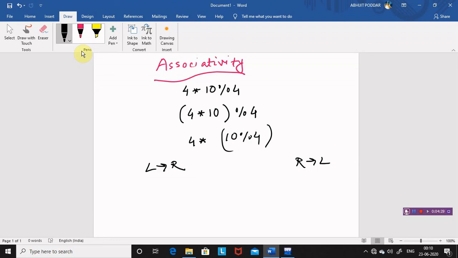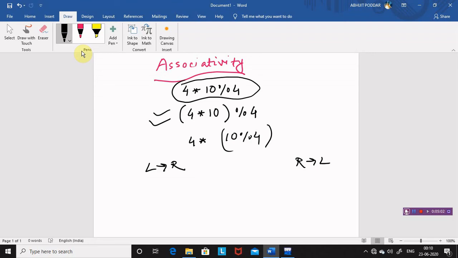So in that case, when we want to evaluate this expression, since multiplication and modulo have the same precedence but the associativity is left to right, that means the multiplication operation would occur first since this operator is to the left, and then the result would be modulo operated with 4. So this is how the evaluation would occur.